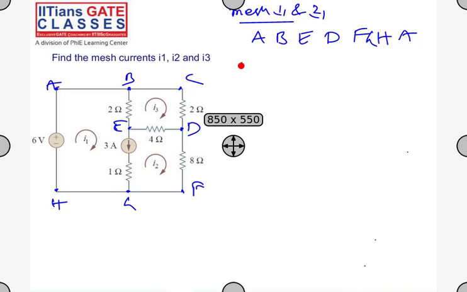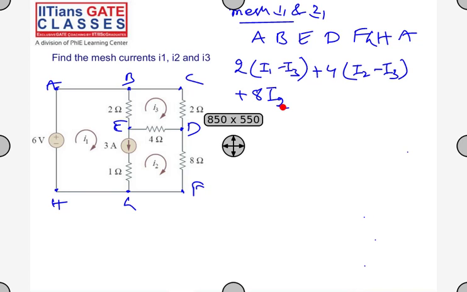2 into I1 minus I3. Then 4 into I2 minus I3. Then 8 into I2. Then minus 6 is equal to 0. So I can write it as 2I1 plus 8 plus 4, 12I2 minus 2I3 minus 4I3 minus 6I3 is equal to 6. This is my equation 1.